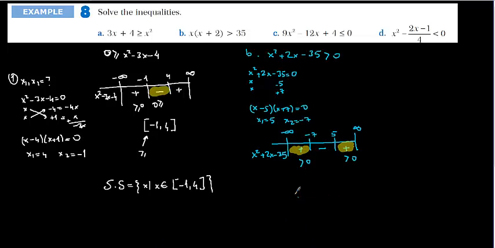And then the solutions are minus infinity to minus 7, and 5 to infinity. The infinity sides are always open, and the minus 7 and 5 sides are also open. So the solution set is x such that x is an element of minus infinity to minus 7 union 5 to infinity.